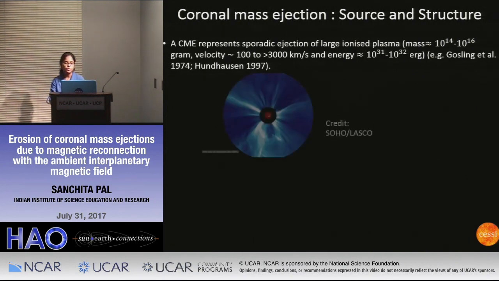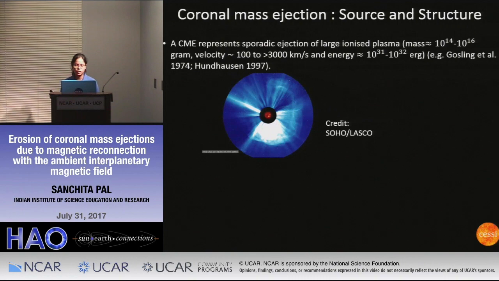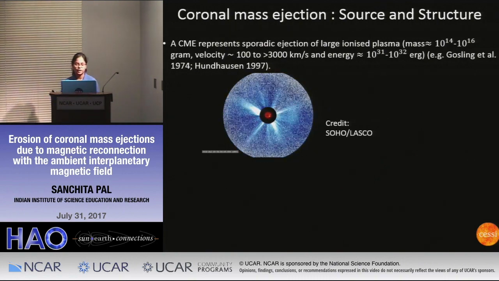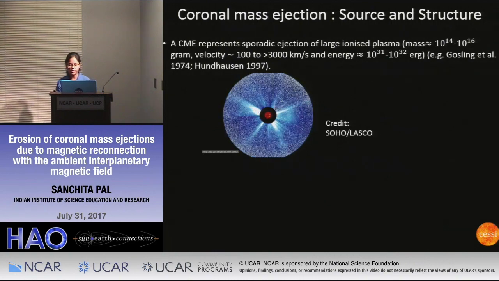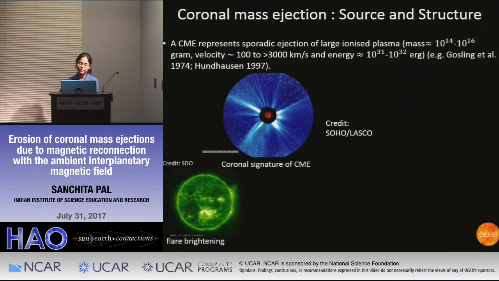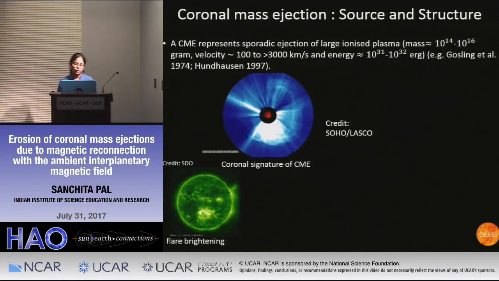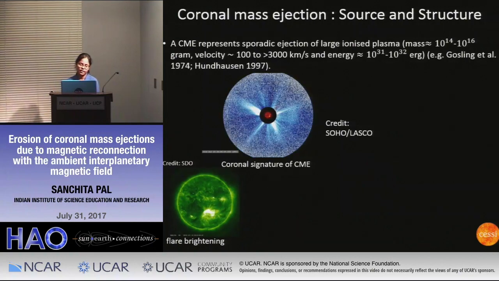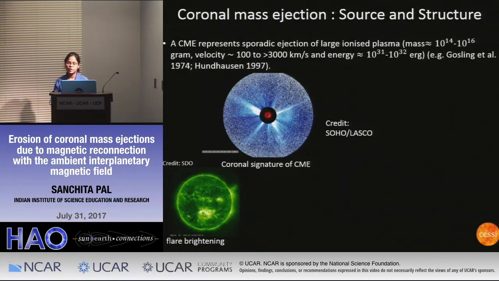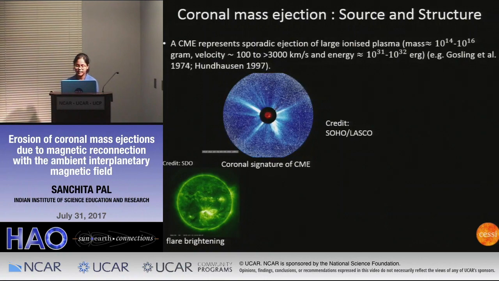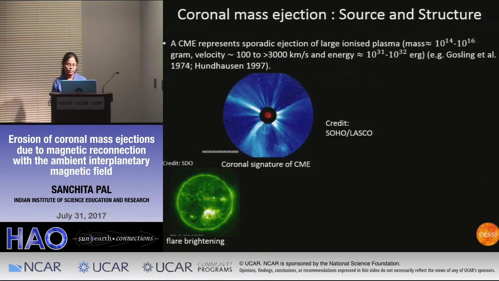They are observed in coronagraphs as bright structures which are formed due to the Thomson scattering of the energetic particles coming out along with it. So they can leave some coronal signatures when they erupt from the sun, like flare brightening. If the CME is accompanied by a flare, then at the source region one can see some bright structure. That is called the flare brightening.